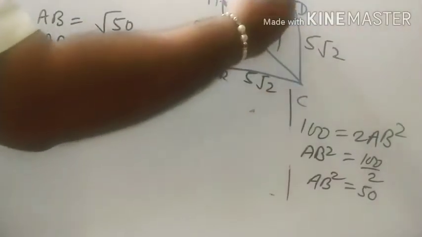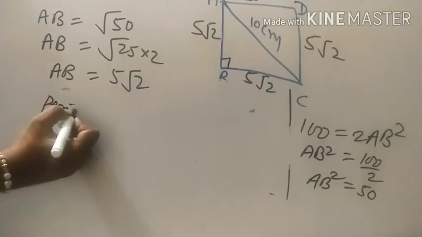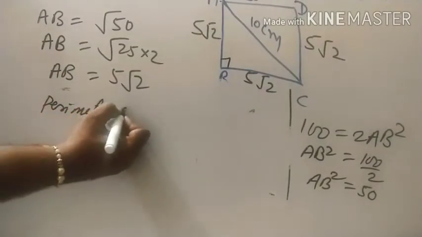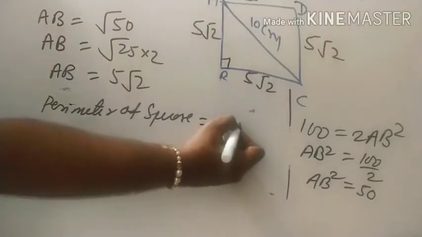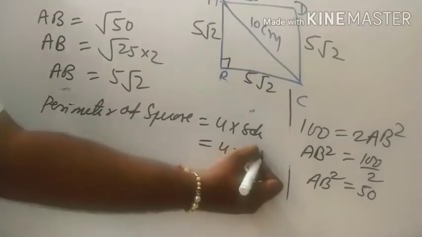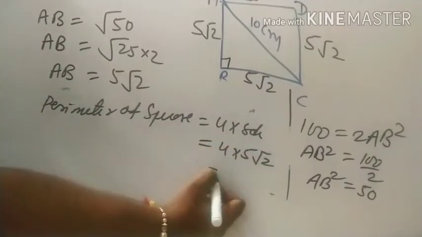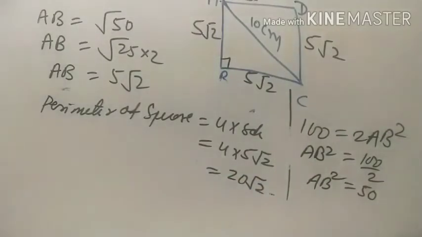So side of a square is 5 root 2. Now perimeter of a square. What is perimeter of a square? 4 into side. That is 4 into 5 root 2. That is 4 5 is 20 root 2. That is the perimeter of a square.